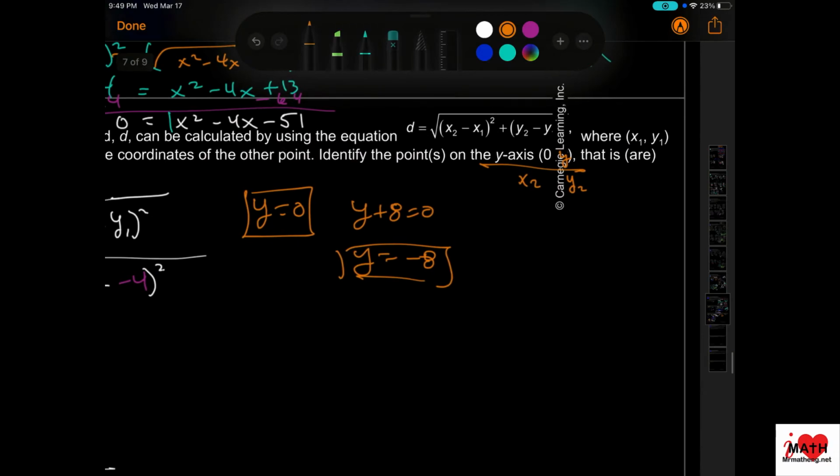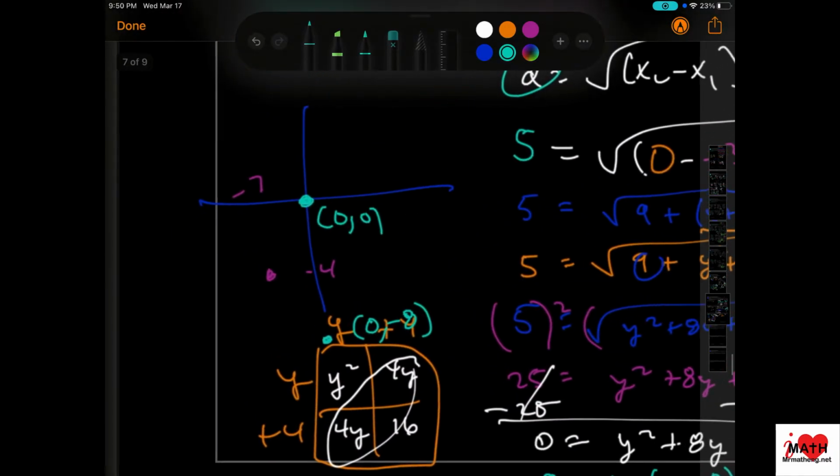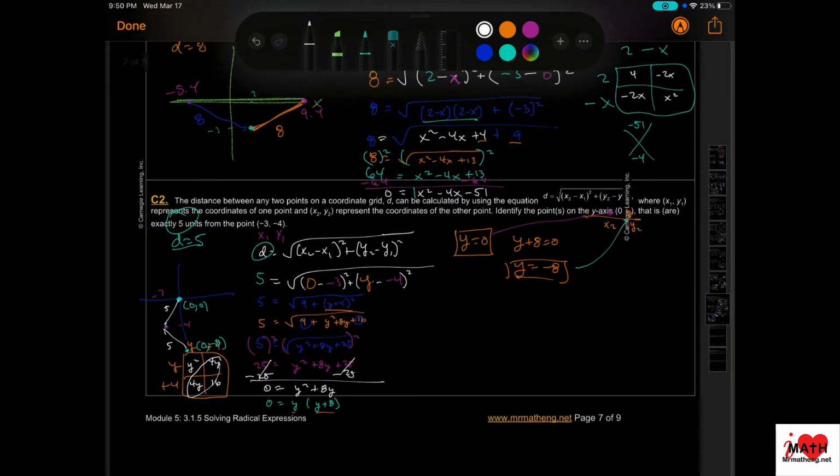Okay, so if you put those back in here, you'll get two answers. You'll get 0, 0, and 0, -8, just down here. And basically, this has a distance of 5, and this also has a distance of 5. So those are your two coordinates. Let's move on to C3.